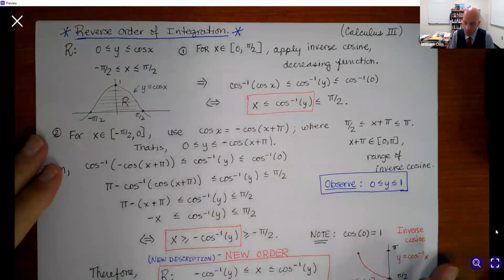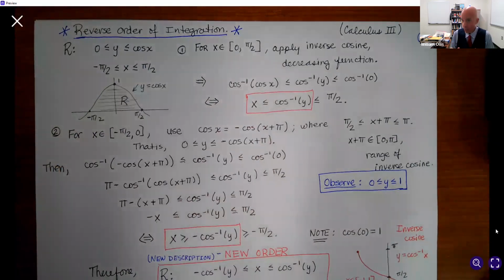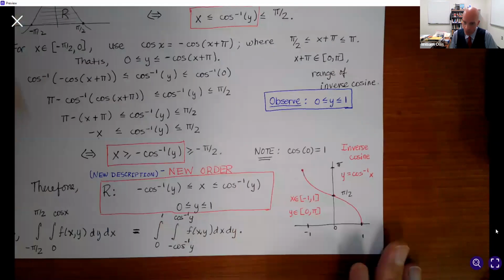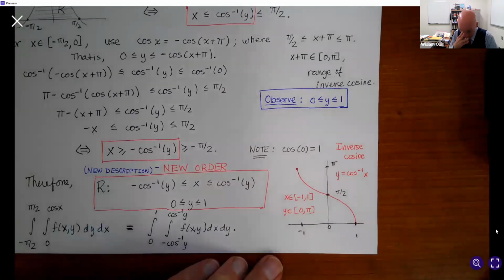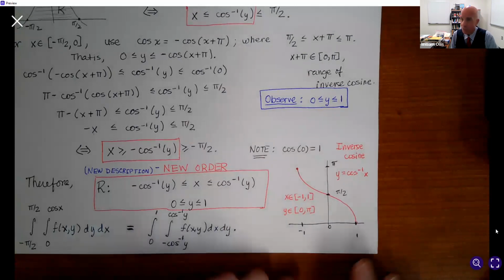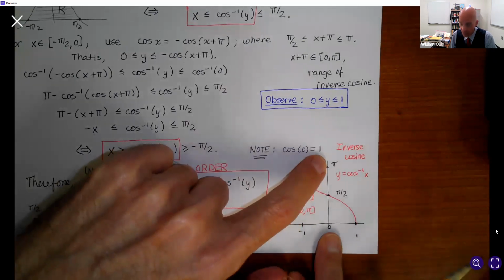Now what we want to do is look at the x variable and see what happens to it, because now it's going to be dependent. Before we do that, I've written a little bit of information about the inverse cosine function. From your trigonometry and pre-cal, you restrict the domain of the cosine function to make it one-to-one. And of course, the inverse cosine function has a universal definition. So what we have is a domain from -1 to 1 and a range from 0 to pi.